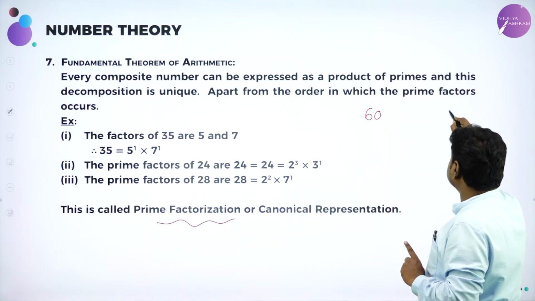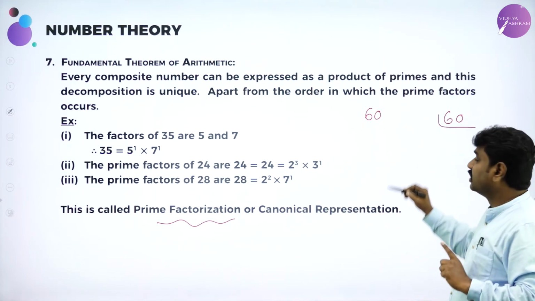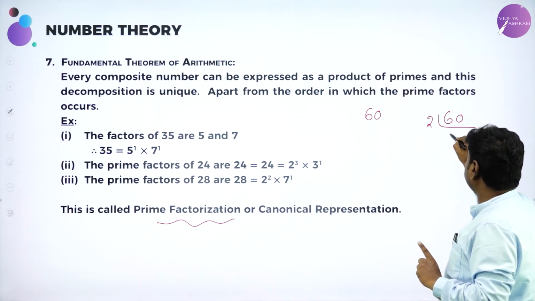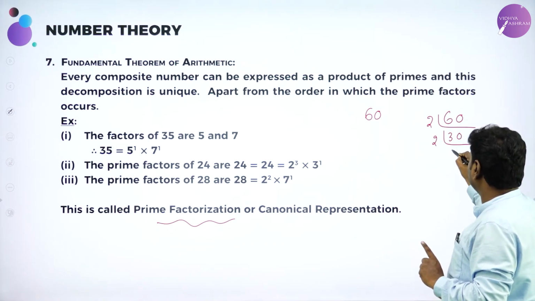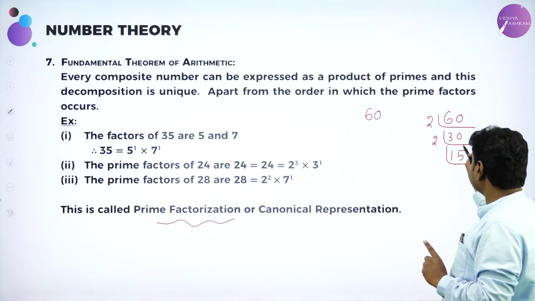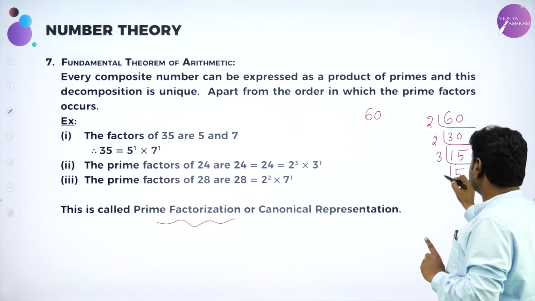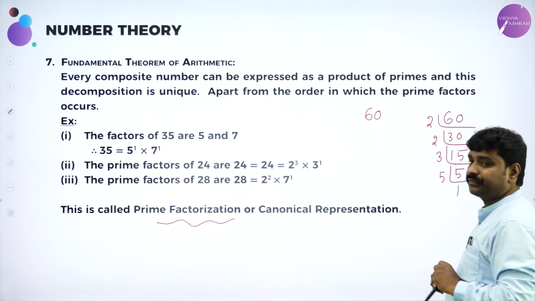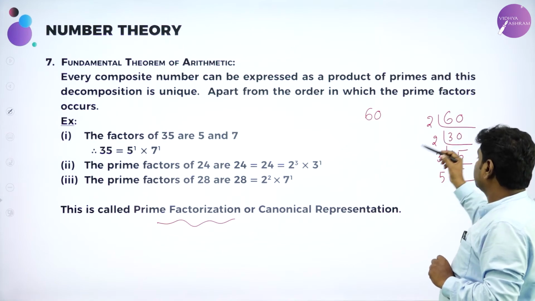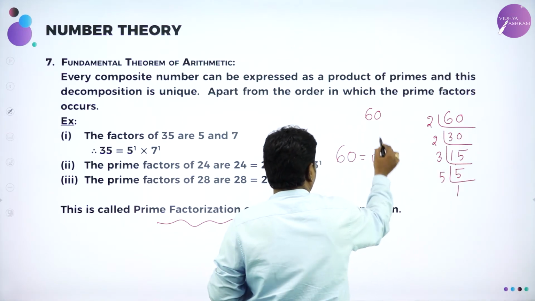So now 60. First start by dividing with a prime number. I'll start with 2. 2 30s are 60. Again it is divisible by 2. 2 15s are 30. But 15 is not divisible by 2, so I'll start with 3. 3 5s are 15. This is divisible by 5. 5 1s are 5. Can I write it? So now 60 can be written as, count the 2's.